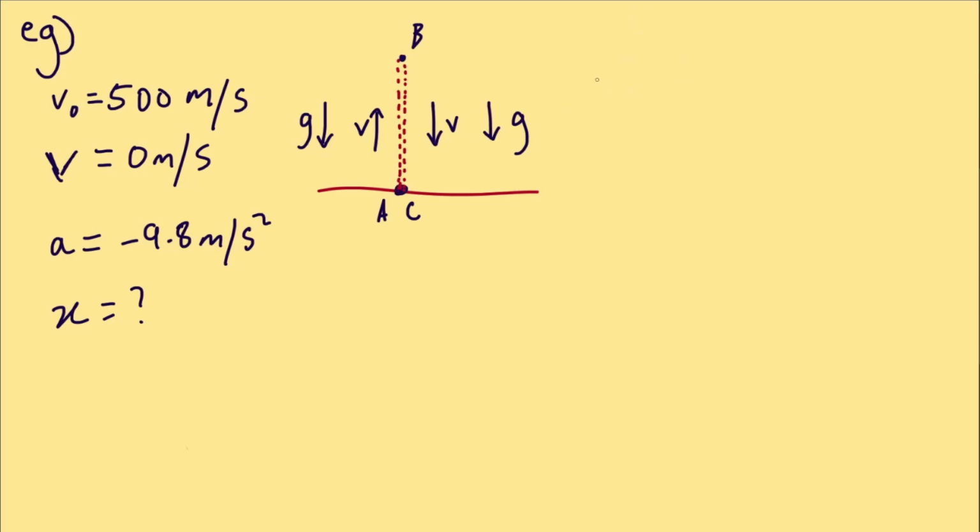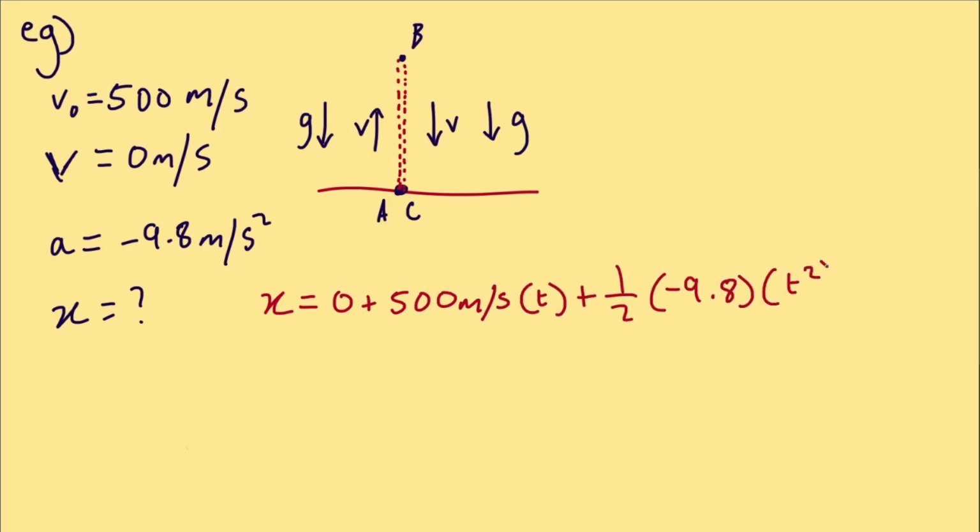Let's find time. If we take the displacement kinematic equation and plug everything in, so initial velocity times t plus 1 over 2 times negative 9.8 times t squared. Now, the final position is actually 0 because it ends up back on the ground. If you go ahead and rearrange everything here, you end up with 0 equals 500t minus 4.9t squared. If you factor out t, you get t times (500 minus 4.9t) equals 0.